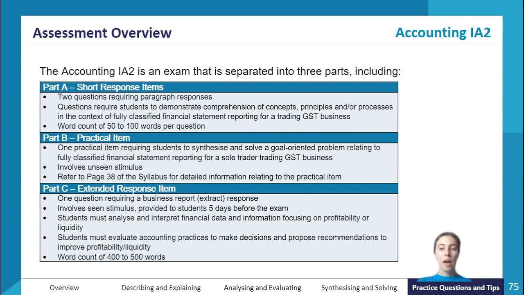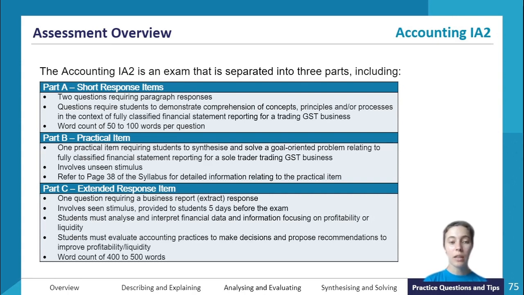So finally, we're going to have a look at your accounting IA2 and what to expect there. So it's an exam that's separated into 3 parts. You've got part A with some short response items. Now this consists of 2 questions that require paragraph responses of between 50 to 100 words each. And you need to demonstrate comprehension of concepts, principles, or processes in the context of fully classified financial statement reporting for a trading GST business.